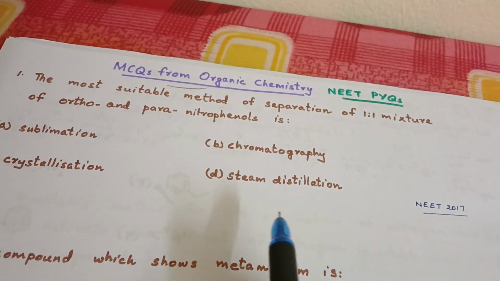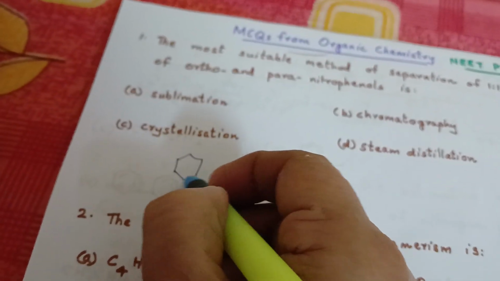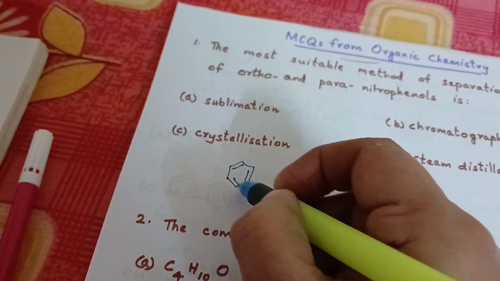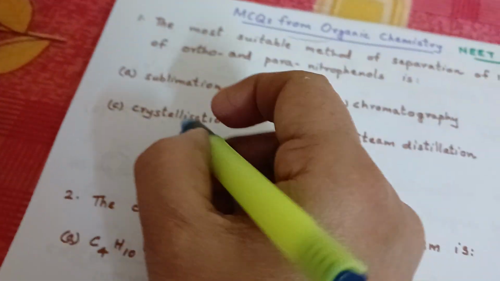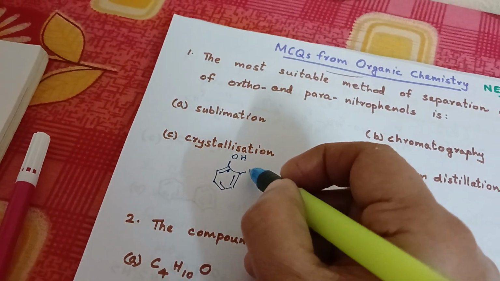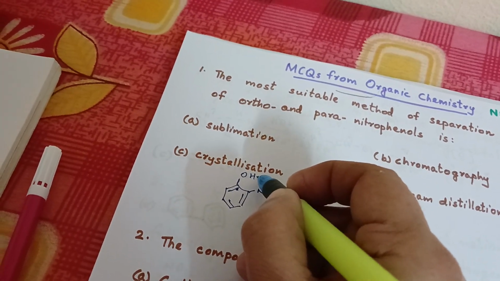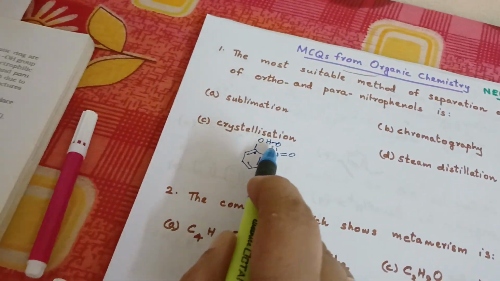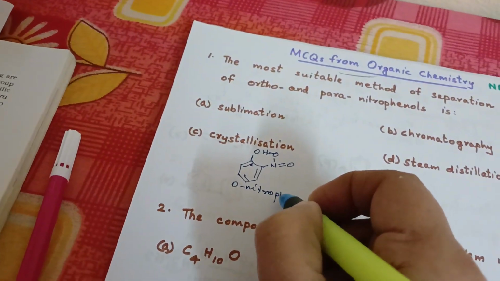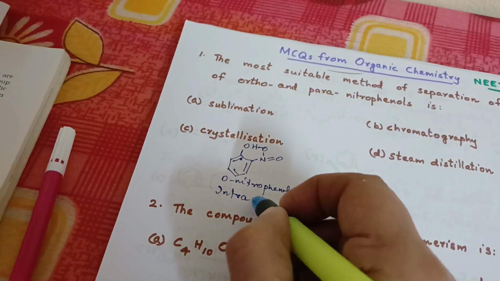Ortho and para nitrophenols. Orthonitrophenol, we know, has a structure similar to this. Say you have OH and here you have N double bond O and here you have hydrogen bonding. So this is orthonitrophenol and there is intramolecular hydrogen bonding.